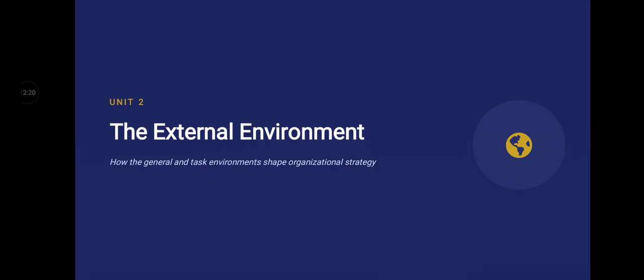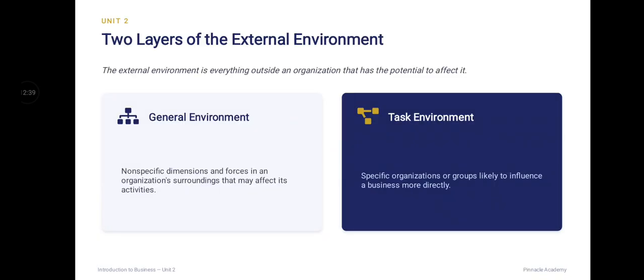Now, let's move on to Unit 2. The external environment. The external environment is defined simply as everything outside the organization that has potential to affect it. This is divided in two layers: the general environment and the task environment. Think of the general environment as the wide, distant weather system that affects everyone in the country, and then the task environment as the specific neighbors and people you deal with directly every single day. Let us now go on to look at each of these environments separately.